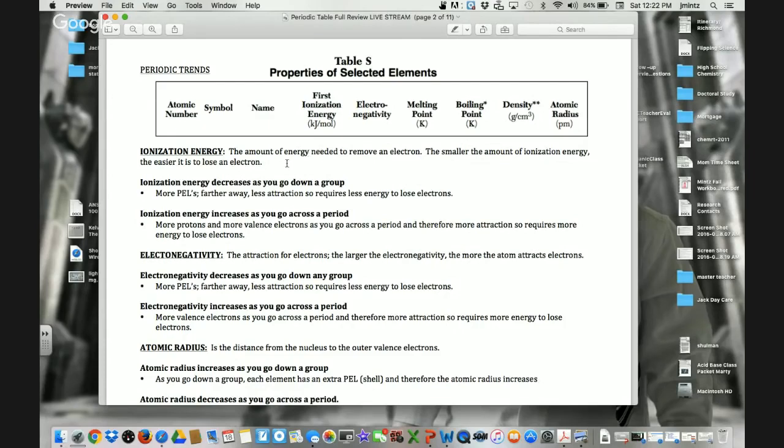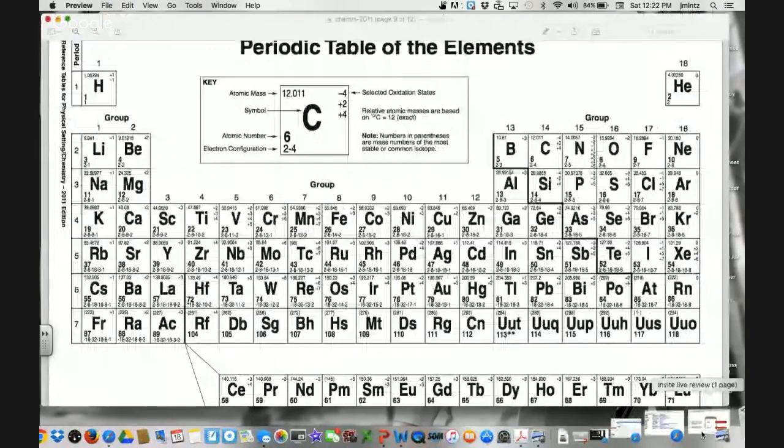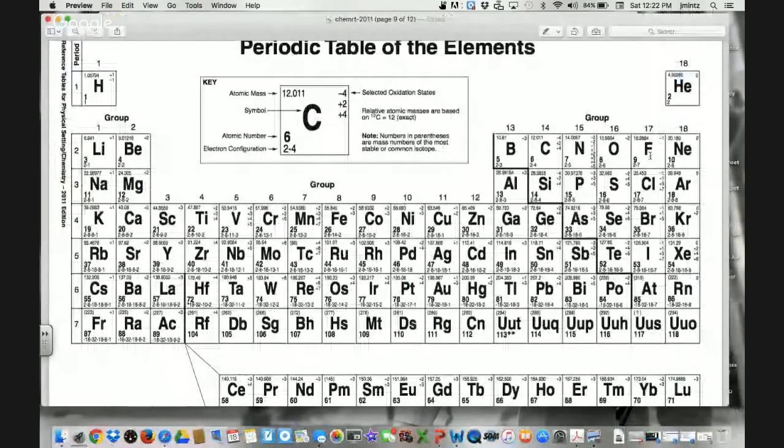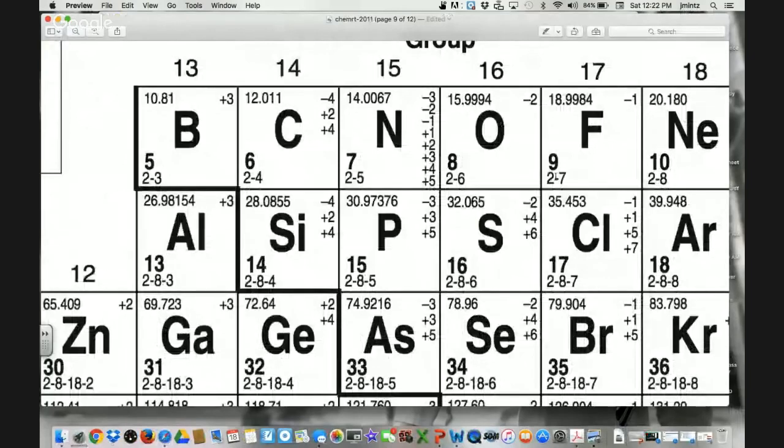So, for example, if we look at fluorine on our table, let's pull it up. All right, fluorine is over here. I'm going to zoom in on it if we can. All right, so there's fluorine. Notice 2-7, this is the electron configuration, 7 electrons in the valence shell. Now, when we think about this, fluorine is very close to having an outer shell of 8. It just needs 1 more electron. So it's going to require a lot of energy to get rid of one of those 7, right?